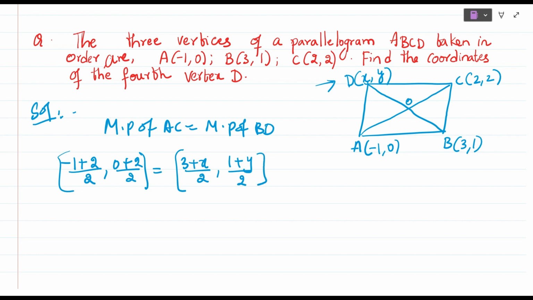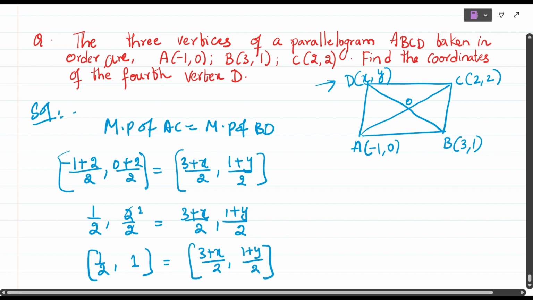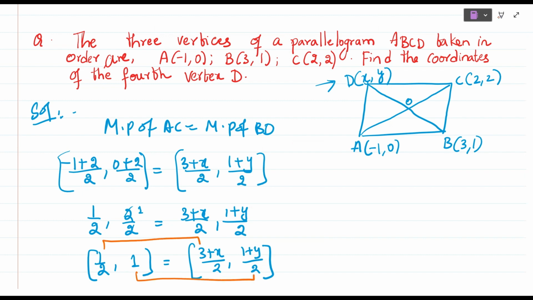So minus 1 plus 2 gives 1 by 2 comma 2 by 2. This will be equal to (3 plus x)/2 comma (1 plus y)/2. Here 2 by 2 gets cancelled. This becomes 1. So 1 by 2 comma 1 will be equal to (3 plus x)/2 comma (1 plus y)/2. Now, in order to get the values of x and y, equate the coordinates of x and equate the coordinates of y. So 1 by 2 will be equal to (3 plus x)/2 and 1 will be equal to (1 plus y)/2. Understood?